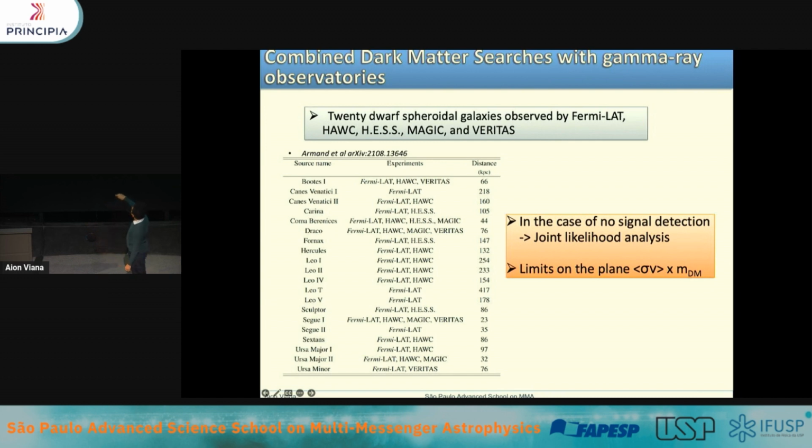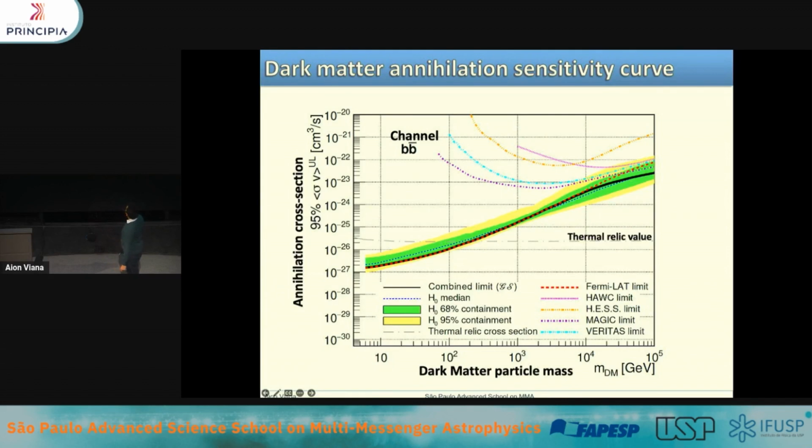So what do these exclusion limits look like? They look like this. Normally, we put them in a plane of annihilation cross section versus the dark matter particle mass. We mention what the channel is, so that's the primary channel, and we assume 100% annihilation into this bottom quark and anti-bottom quark. This is not very realistic from the theoretical point of view.